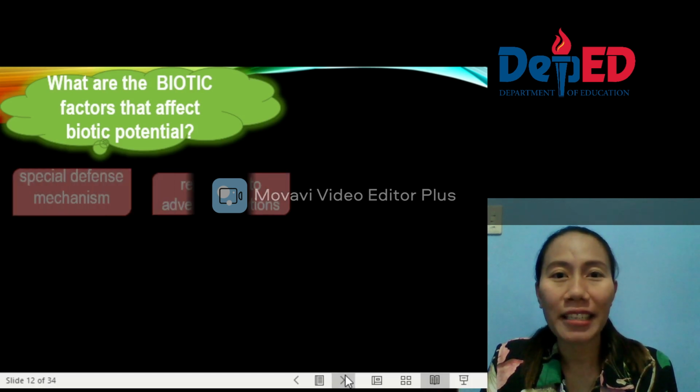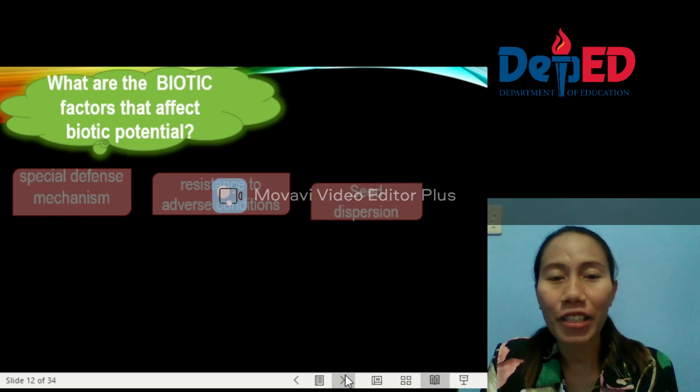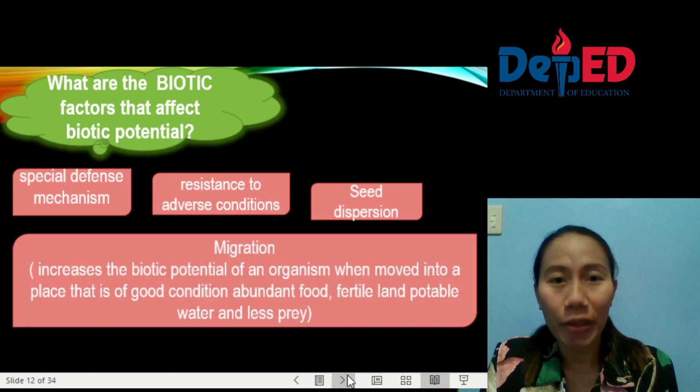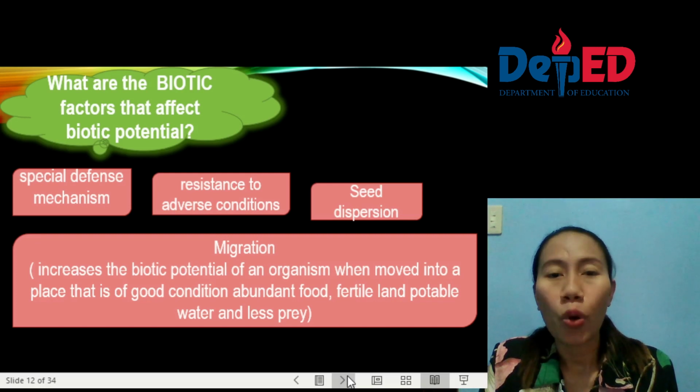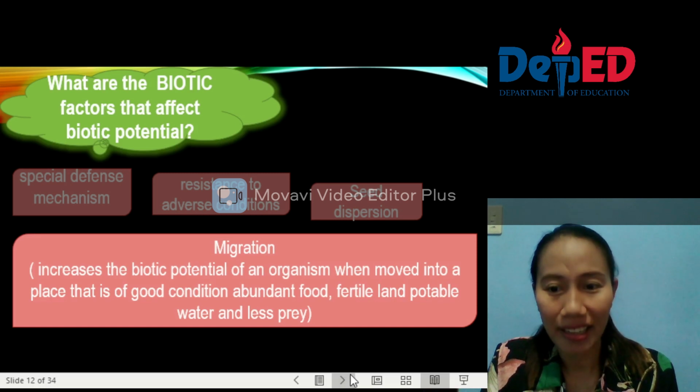Special defense mechanism, resistance to adverse condition, seed dispersion, that's for plants, migration. Migration actually increases the biotic potential of organisms when they move into a place that is of good condition: abundant food, fertile land, potable water, and fewer predators. Okay.